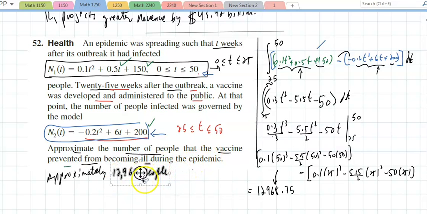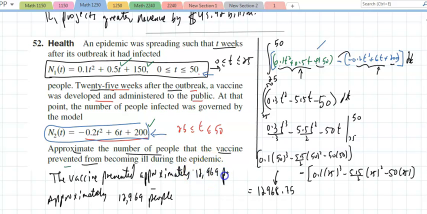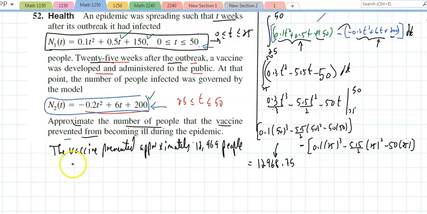Let's put it in the same order so I don't change the wording here. Approximately the vaccine prevented approximately 12,969 people from becoming ill. And there's your homework.